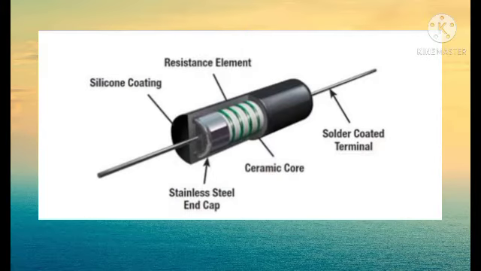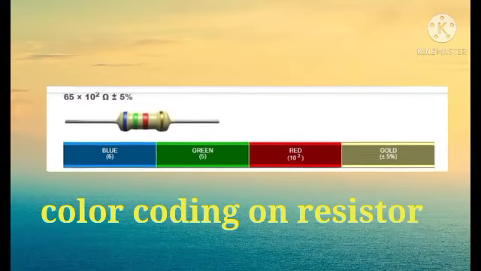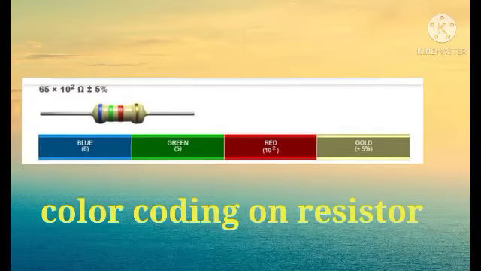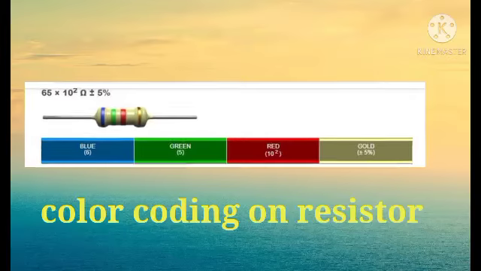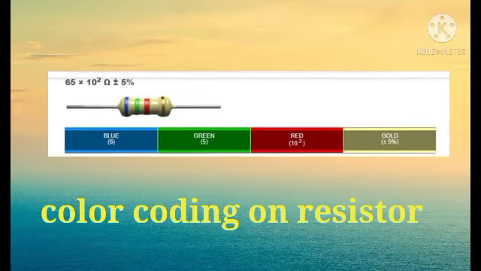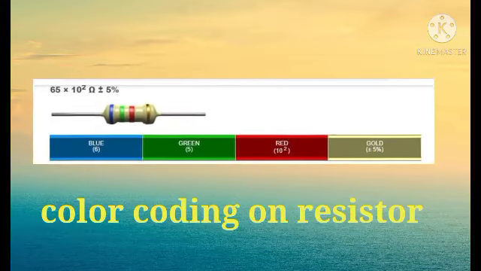The construction of resistor is as shown in the figure. It consists of a silicon coating, resistance element, ceramic core, solder coated terminal and the stainless steel end cap. The value of resistor is decided by the color coding on the resistor. The color bands are there on the resistor, and by using that color band we come to know the value of the resistor. There is a color coding chart for calculating the value of this resistor.